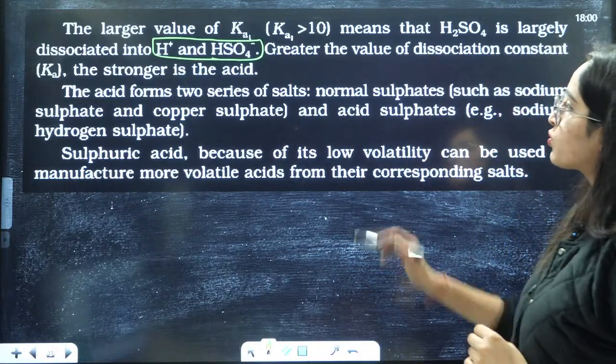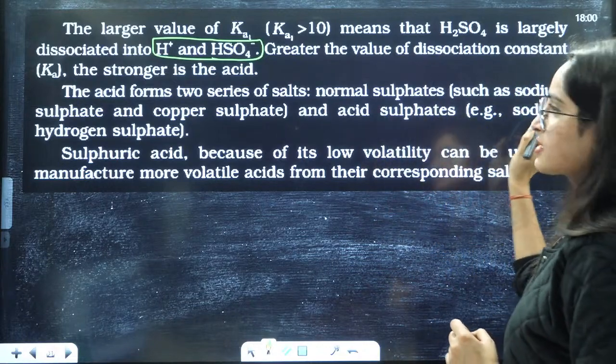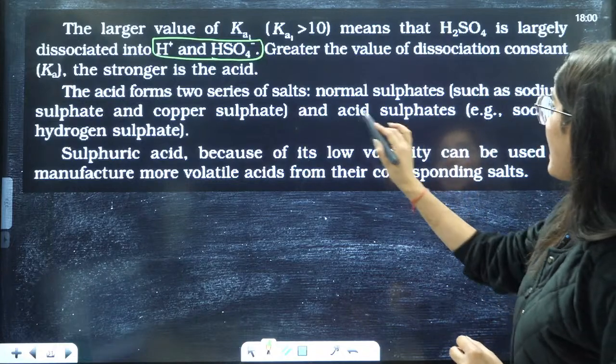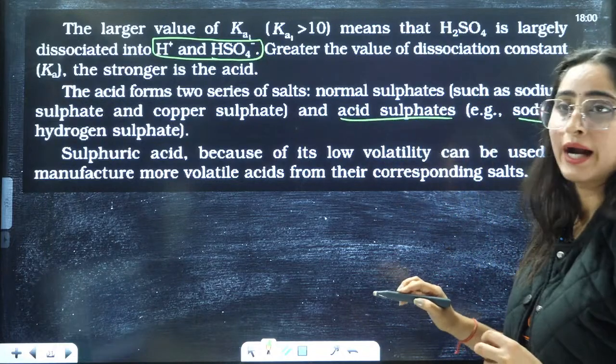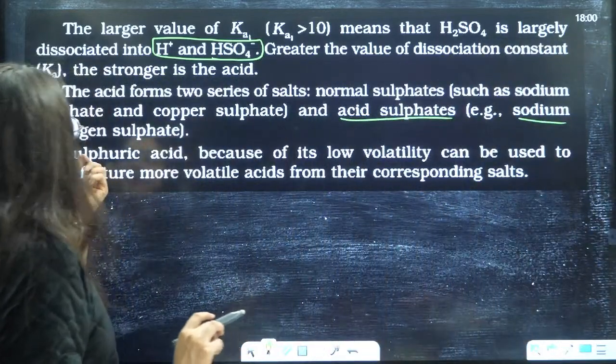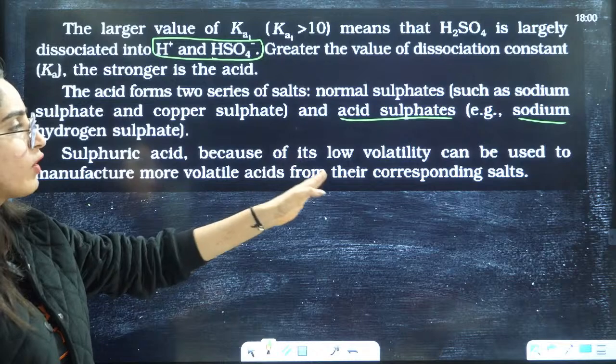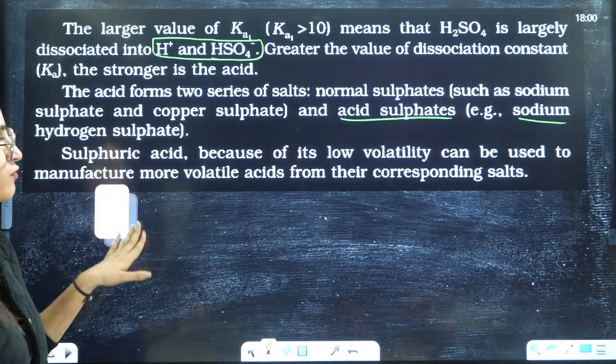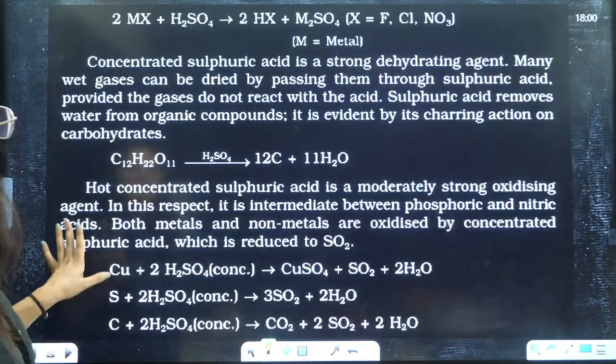The acid forms 2 series of salts: normal sulfate, such as sodium sulfate, and then acid sulfate, that is sodium hydrogen sulfate, right? So different salts it can form. Sulfuric acid, because of low volatility, can be used for manufacturing volatile acids from the corresponding salts.